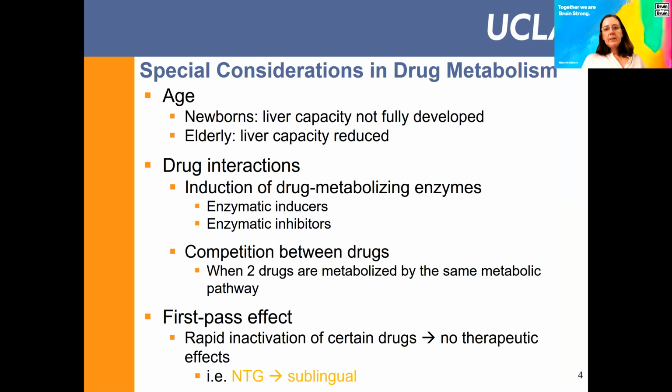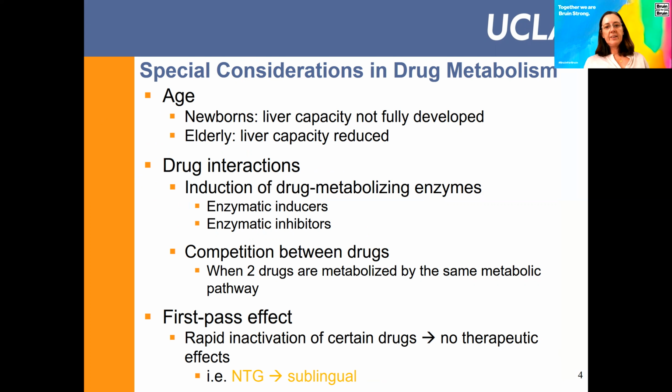Now, what are other considerations that we need to know about drug metabolism? The first one is age. So, as you know, young patients don't have a liver capacity that is fully developed, and so that's why young patients are being given low doses of a drug, because their enzymatic system, their liver function, is not fully developed, and therefore they need smaller doses of medication.